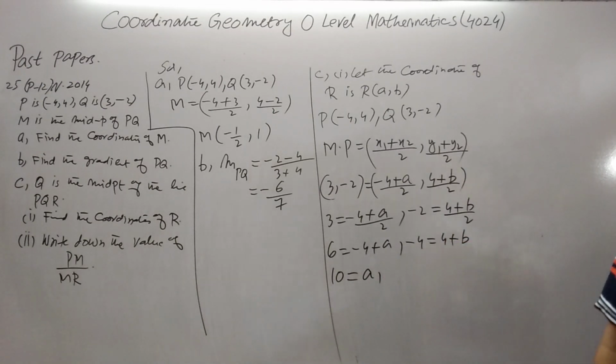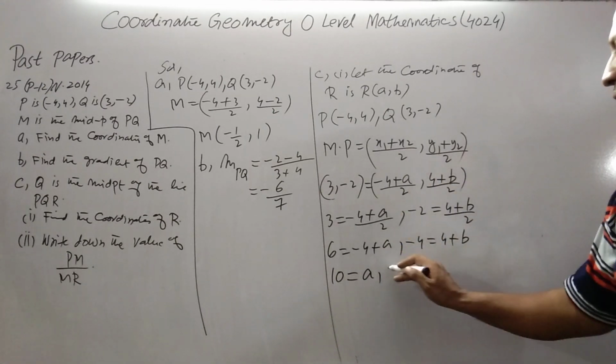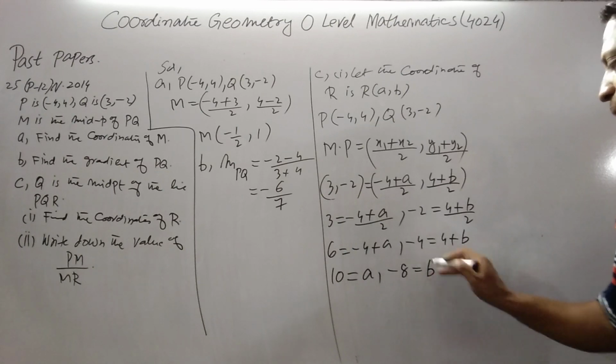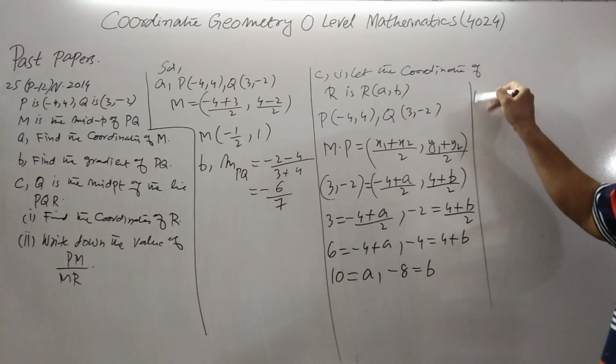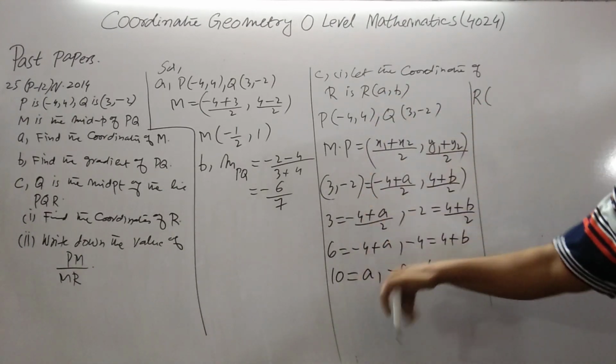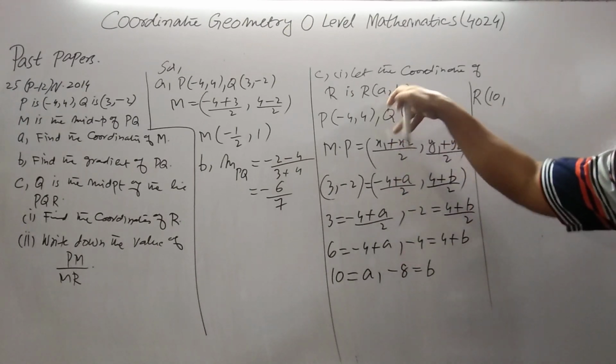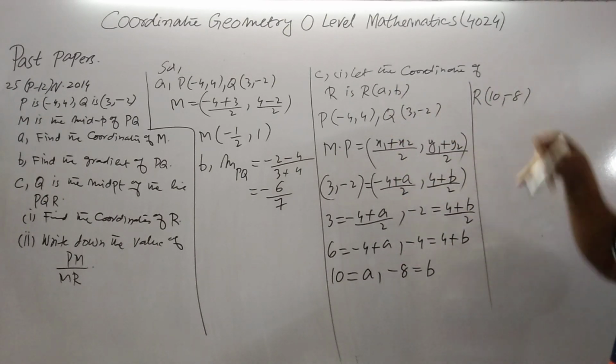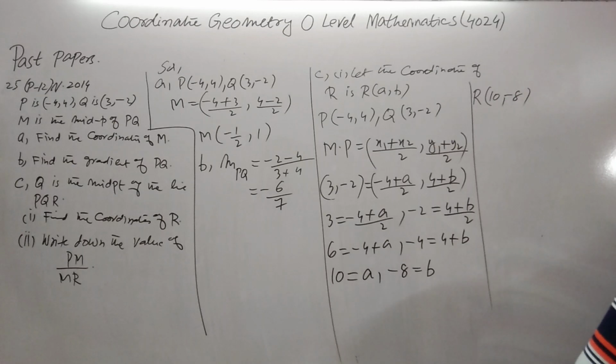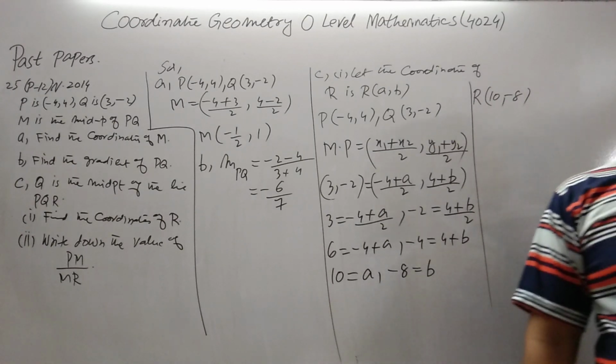And this 4 is added, so it should be subtracted on the other side. This is -8, equals b. Hence the coordinates of R: a we get 10, comma, b we get -8. So (10, -8) is the answer. I hope you understand.